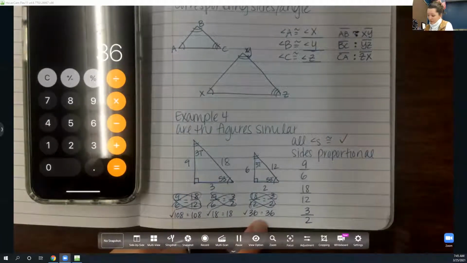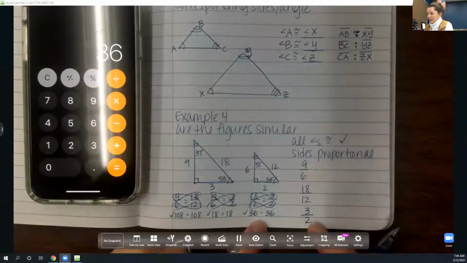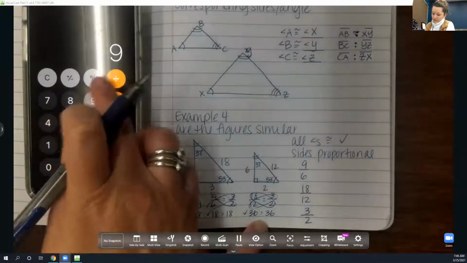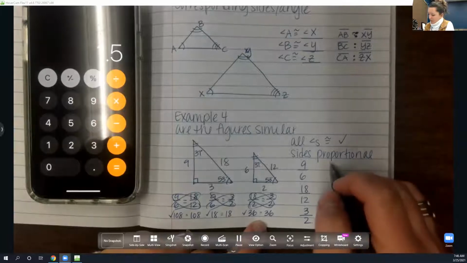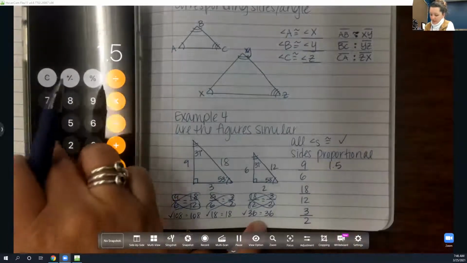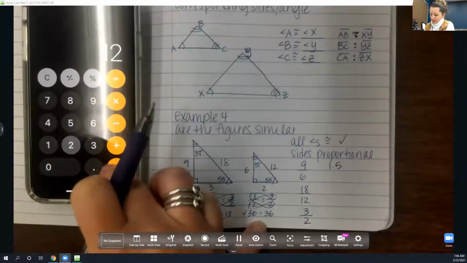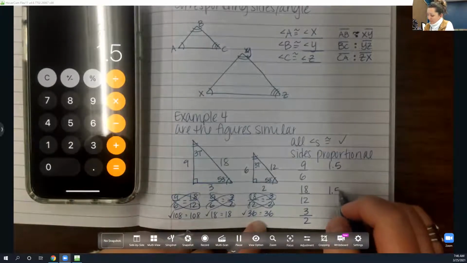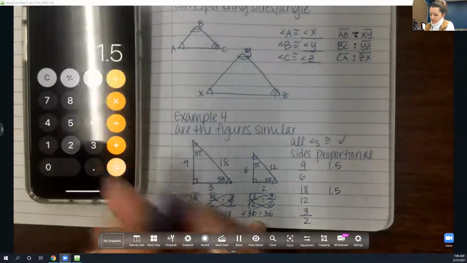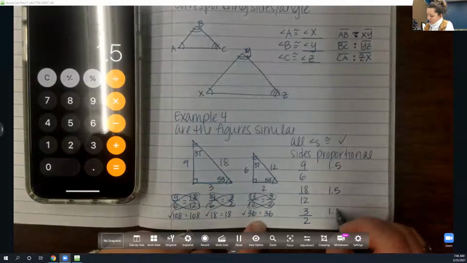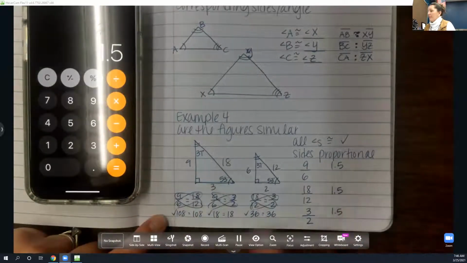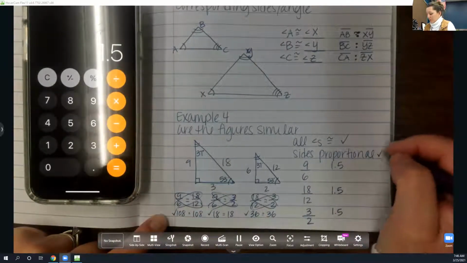The other thing I can do is just divide these and see if I get a similar scale factor. If I did 9 divided by 6, I would get 1.5. If I did 18 divided by 12, I would get 1.5. And if I did 3 divided by 2, I would also get 1.5. So I proved it two ways that my sides are proportional, so check.